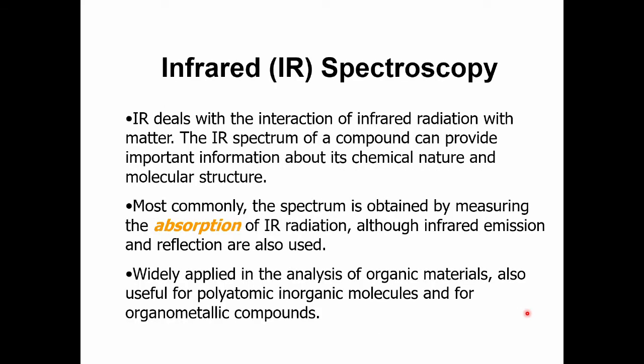So as I said, infrared spectroscopy works by using infrared light to irradiate our molecule or our compound. And the IR spectrum of a compound can provide very important information, such as its chemical nature or molecular structure. What's most common is that the spectrum is obtained by measuring the absorption of this infrared light. So we're measuring the compound's ability to absorb the infrared light, although we can also analyze the emission or reflection.